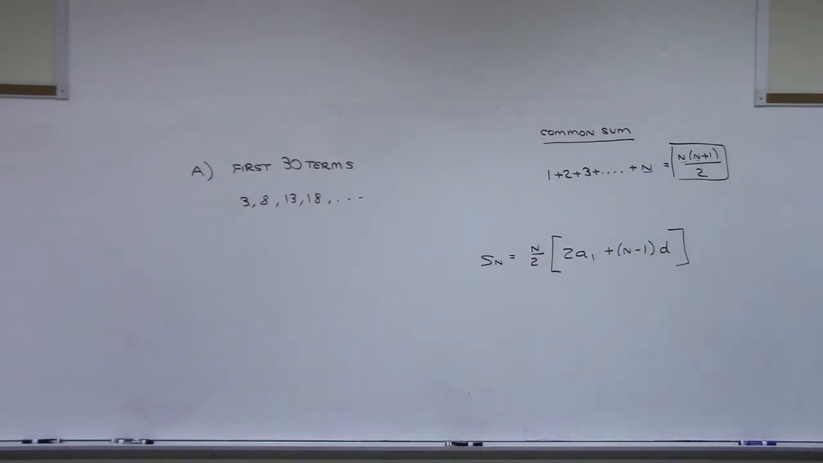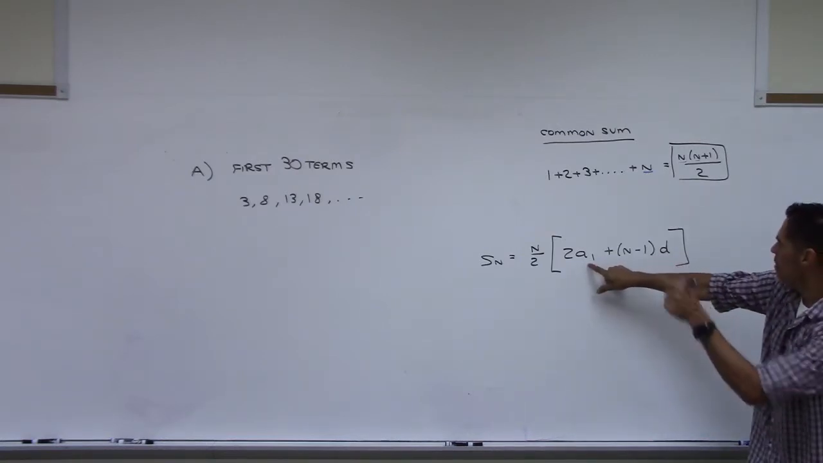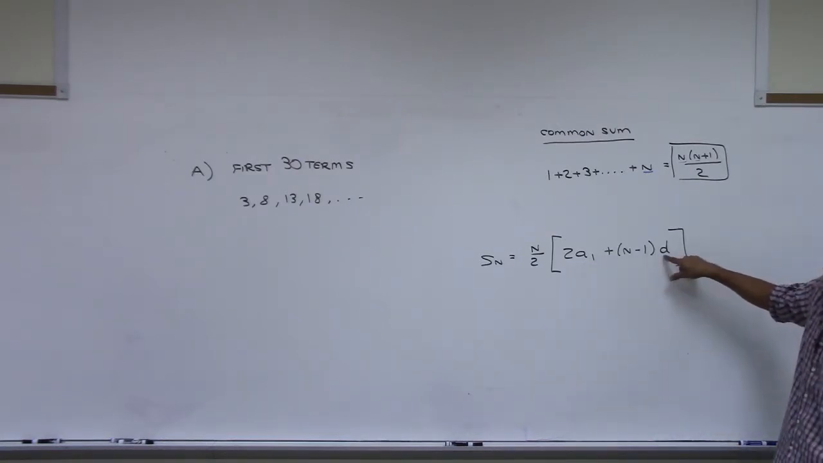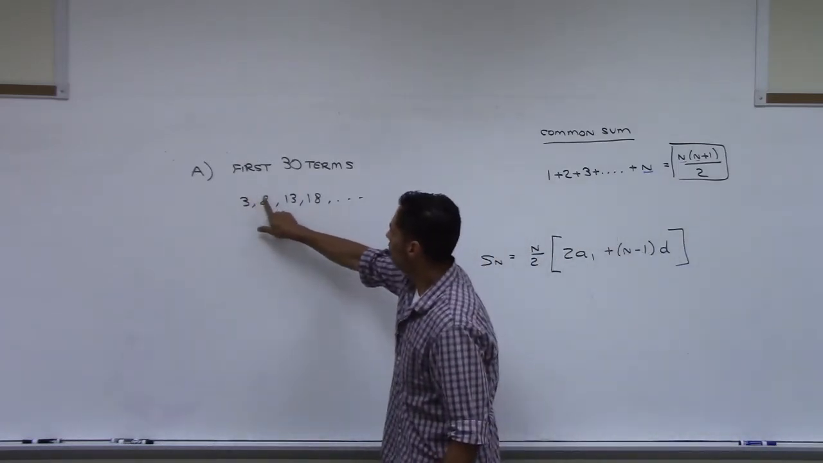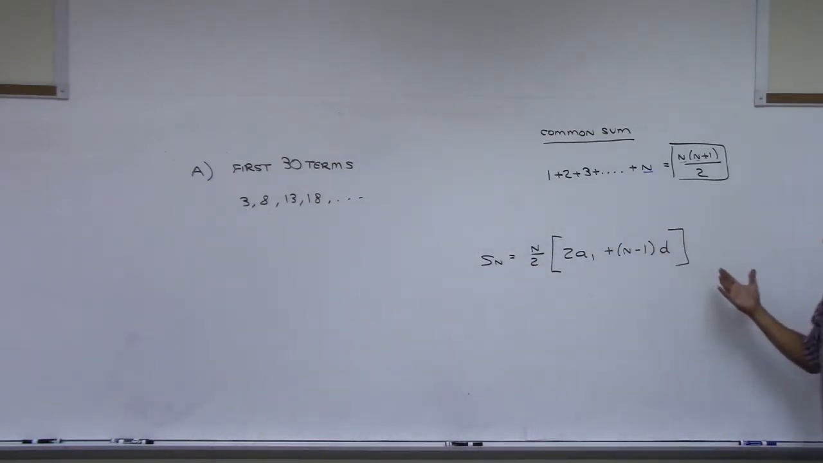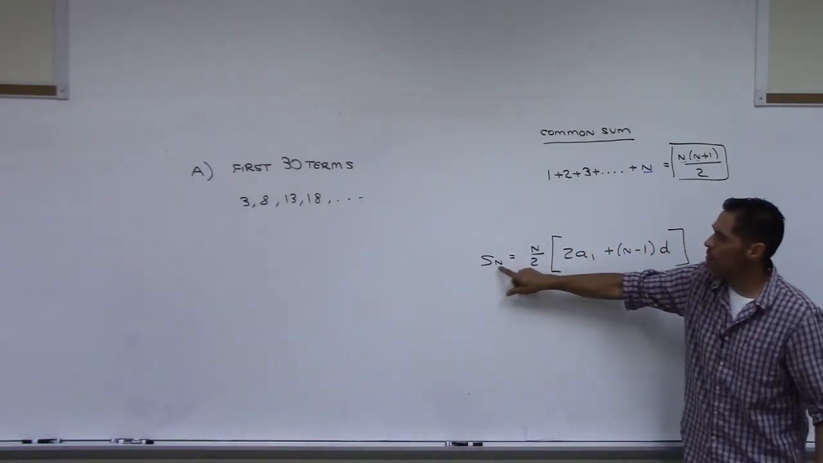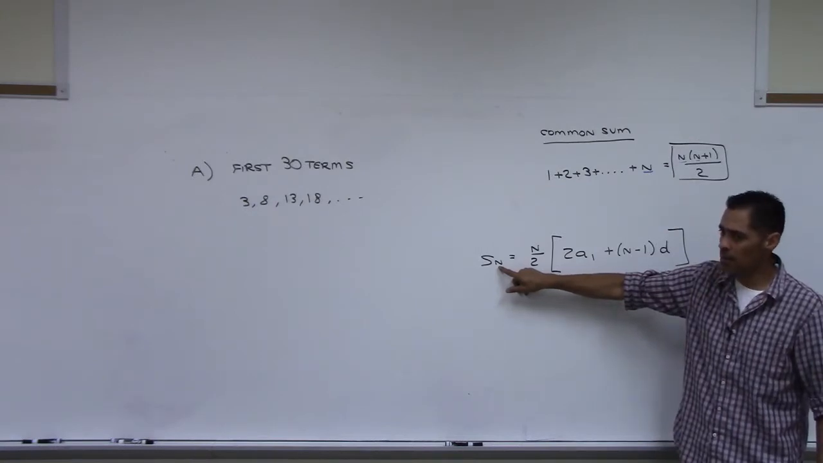All right, that's the formula we'll use because it's arithmetic, right? So what do we need for this formula to work? We need a sub 1. We have it, right? We need the common difference. Do we have the common difference? 5, 5, 5. We have d, don't we? And then we need n, which is going to be how far out we want to go. So we have everything we need.